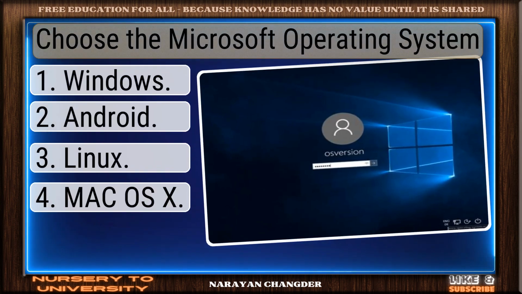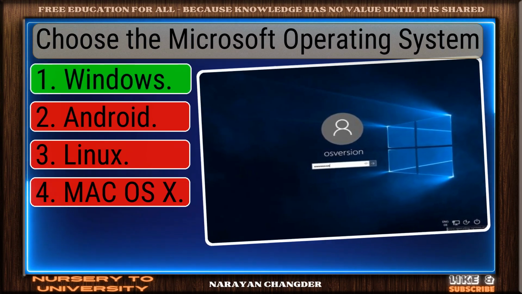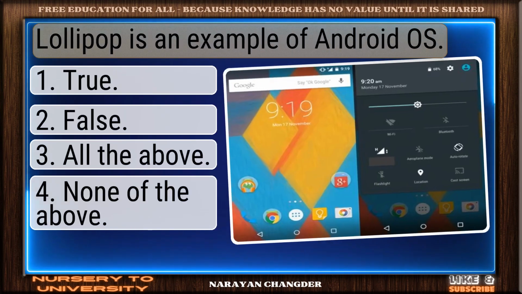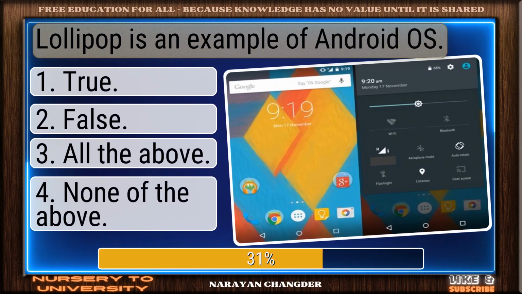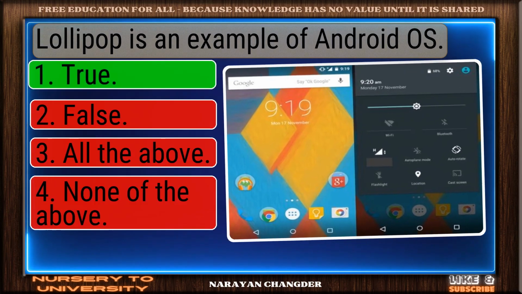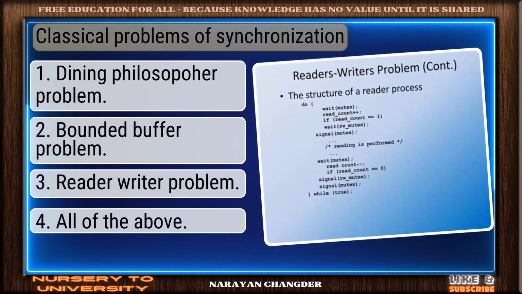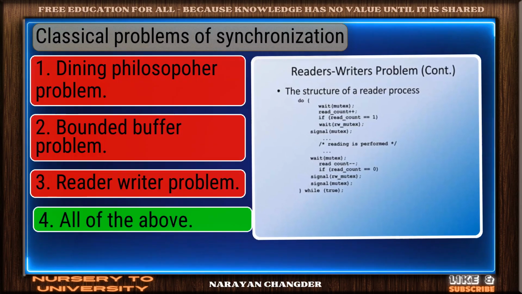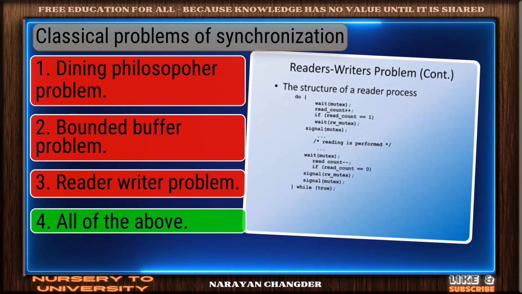Choose the Microsoft operating system. Nicely done. Windows is a solid answer. Lollipop is an example of Android OS. Valid point. True is true. Classical problems of synchronization. Nice selection. All of the above is the correct and valid answer.